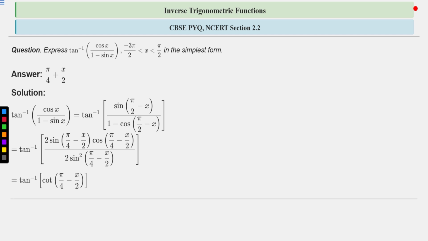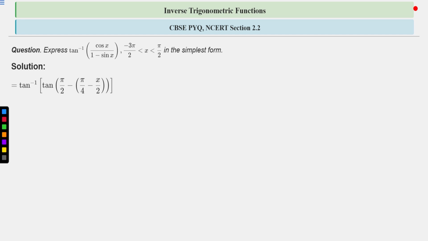So it will be tan inverse cot pi by 4 minus x by 2, right? So further we can write it as tan inverse tan of pi by 2 minus pi by 4 minus x by 2, which will be equal to pi by 4 plus x by 2. So it will be tan inverse tan pi by 4 plus x by 2, which we can write as pi by 4 plus x by 2.